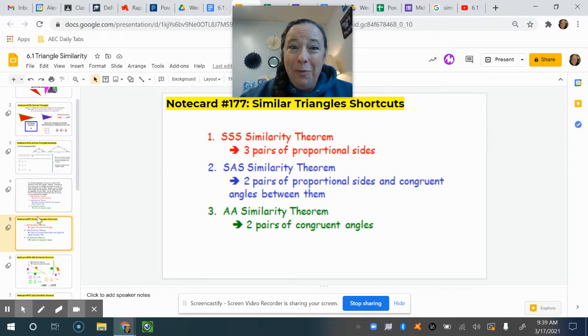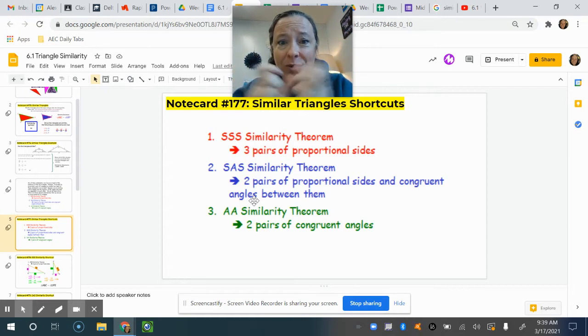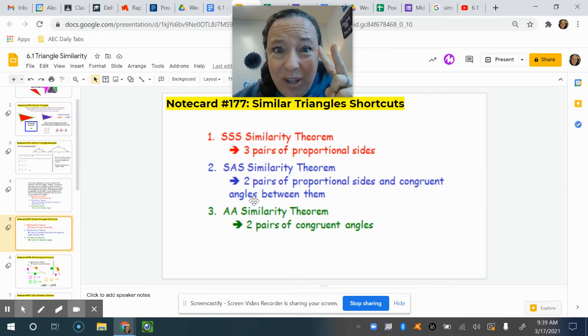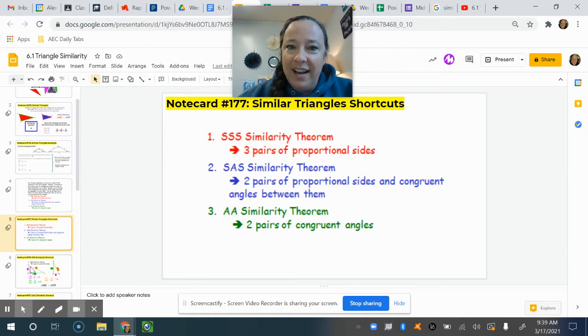All righty, so now that we know that we have some shortcuts, we've got the side similarity theorem: if I just know that all three sides are corresponding in proportion, all corresponding sides are in proportion, we can just go ahead and say that they're similar. We don't have to know anything about the angles being congruent. That's the red one. The blue one: if I know that two sides are proportional and the included angles are congruent, I can say that they're similar. I don't have to check all six things. And the last one: if I know that just two angles of each are congruent, I can say that they're similar. So those are the shortcuts.